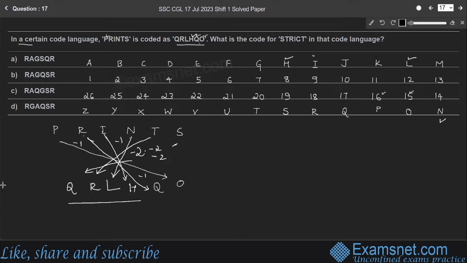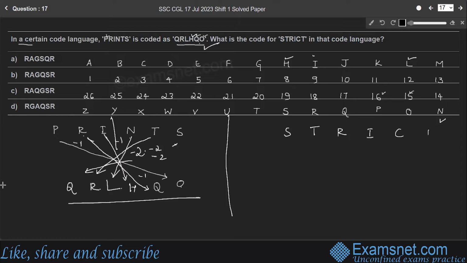Therefore PRINTS is coded as QRLHQO. Here 1 should be subtracted from the first 3 letters and 2 should be subtracted from the last 3 letters, and these codes should be written in reverse manner. Therefore PRINTS is coded as QRLHQO. In the same manner, STRICT.